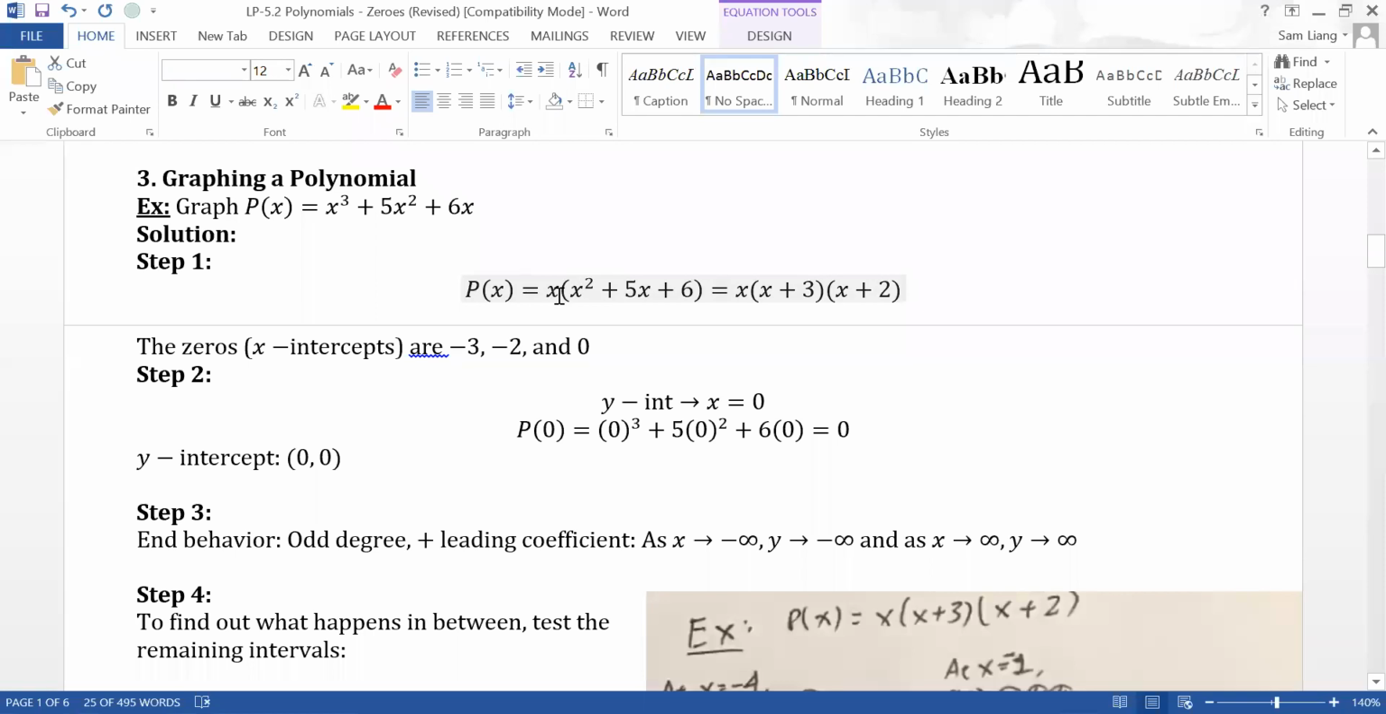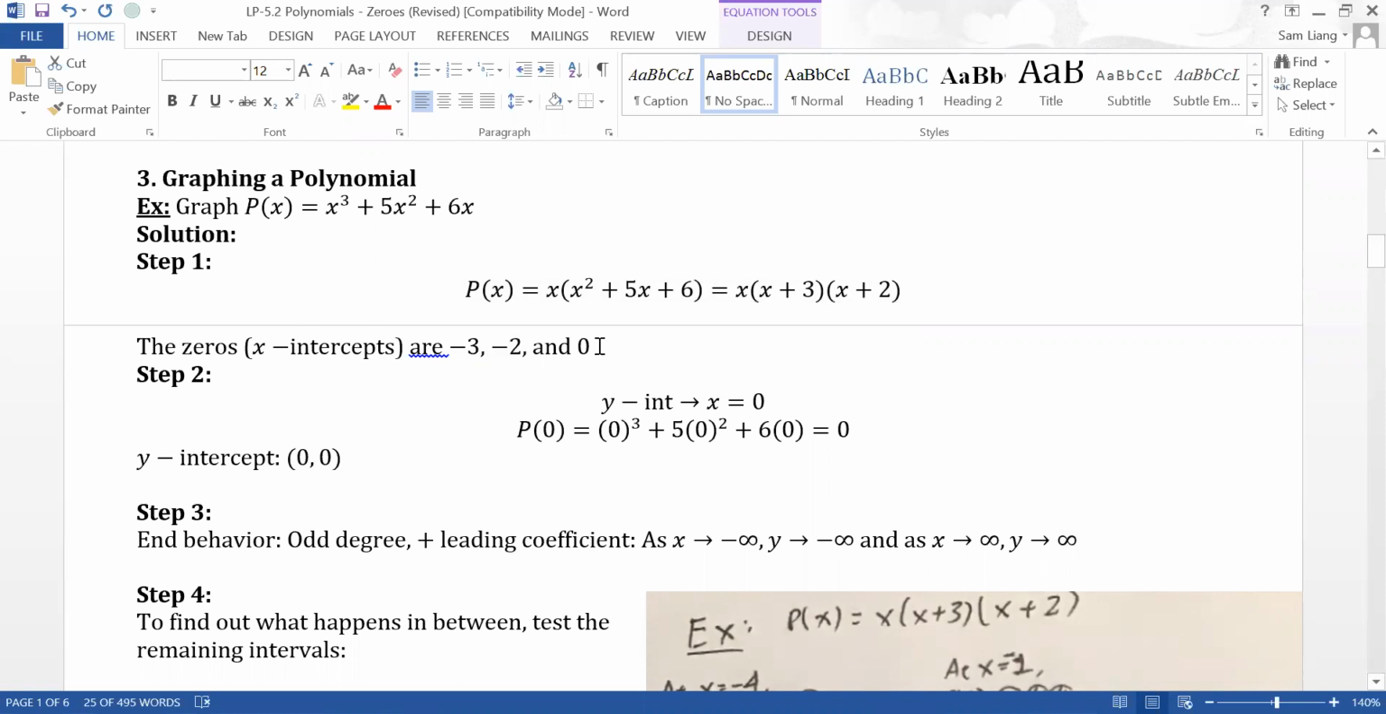First thing I'm going to do is factor out x from these terms. Get x times (x squared plus 5x plus 6). X squared plus 5x plus 6 can be factored to be (x plus 3) times (x plus 2). Okay, so we can see from there that the x-intercepts, or the zeros, are negative 3, negative 2, and 0.